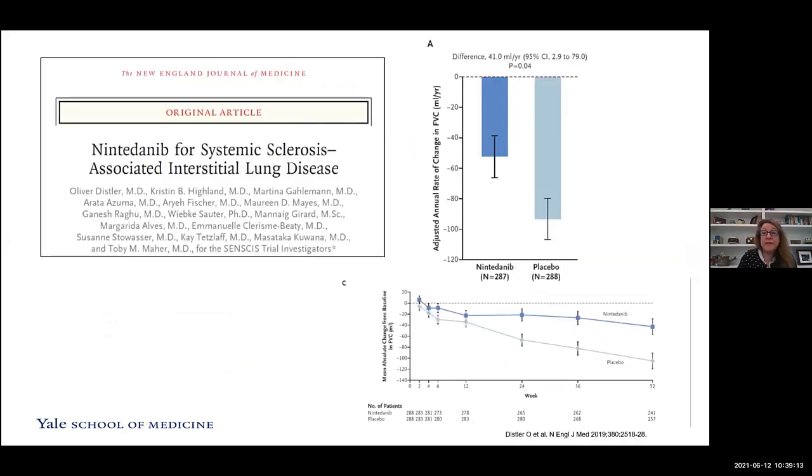And then lastly, scleroderma, which is a different form of disease, Nintedanib also seems to slow progression of one's situation.